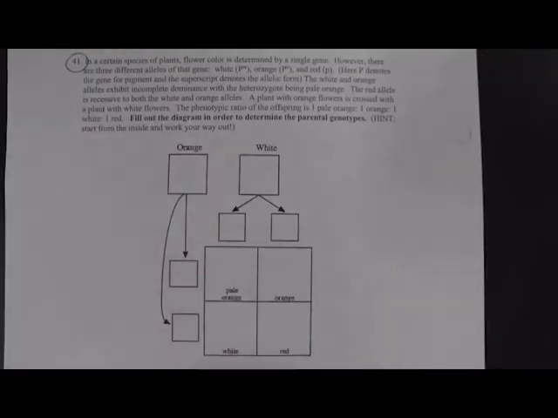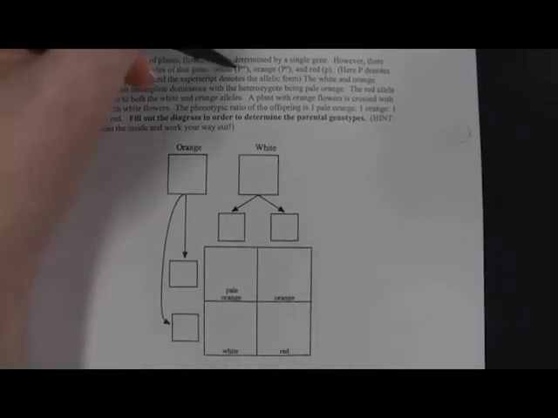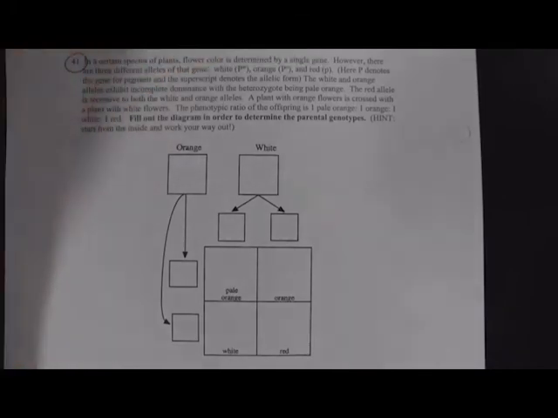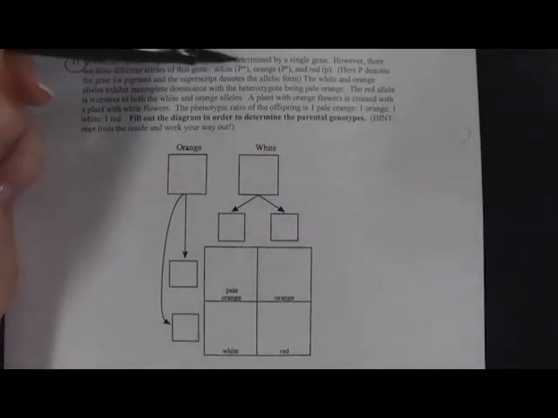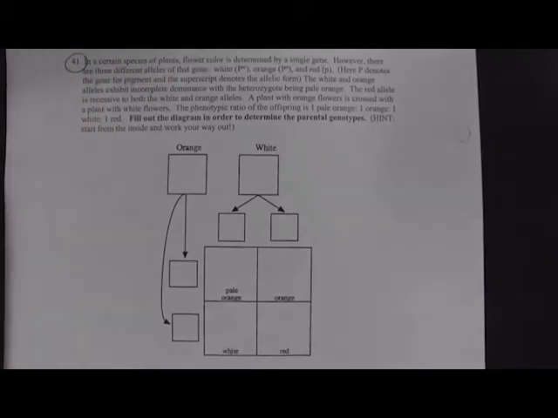Okay, so this is one of the most commonly asked about genetics problems. So 41 says, in a certain species of plants, flower color is determined by a single gene. There are 3 different alleles. You have white, which is a capital P with a W, orange, capital P with an O, and red, which is a little p. Remember that P is going to denote your gene, and the superscript denotes the allelic form. Remember, capital letters are dominant, lowercase is recessive.